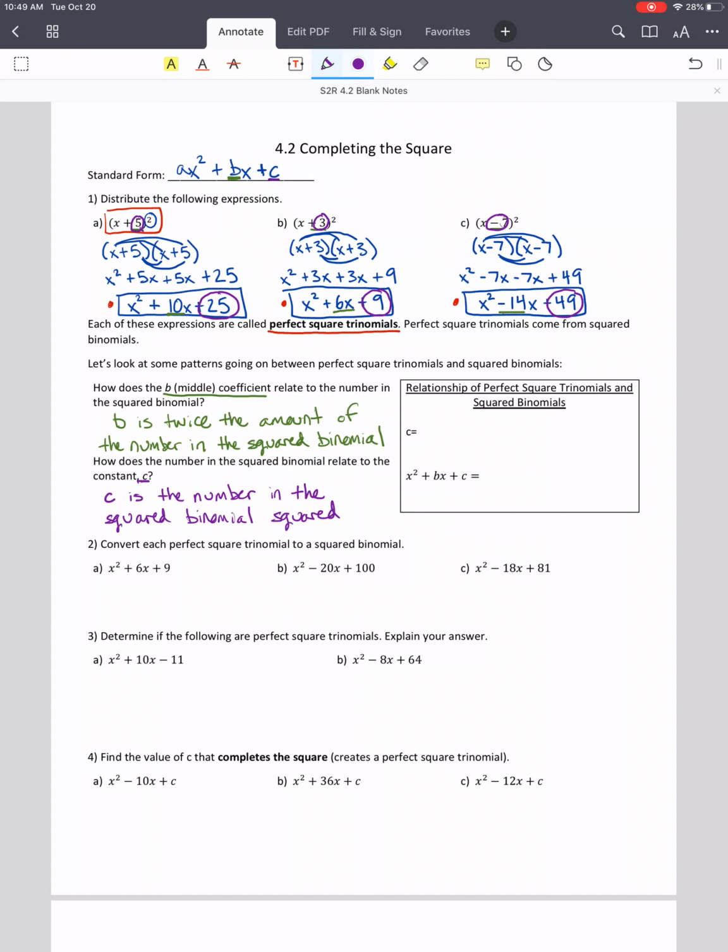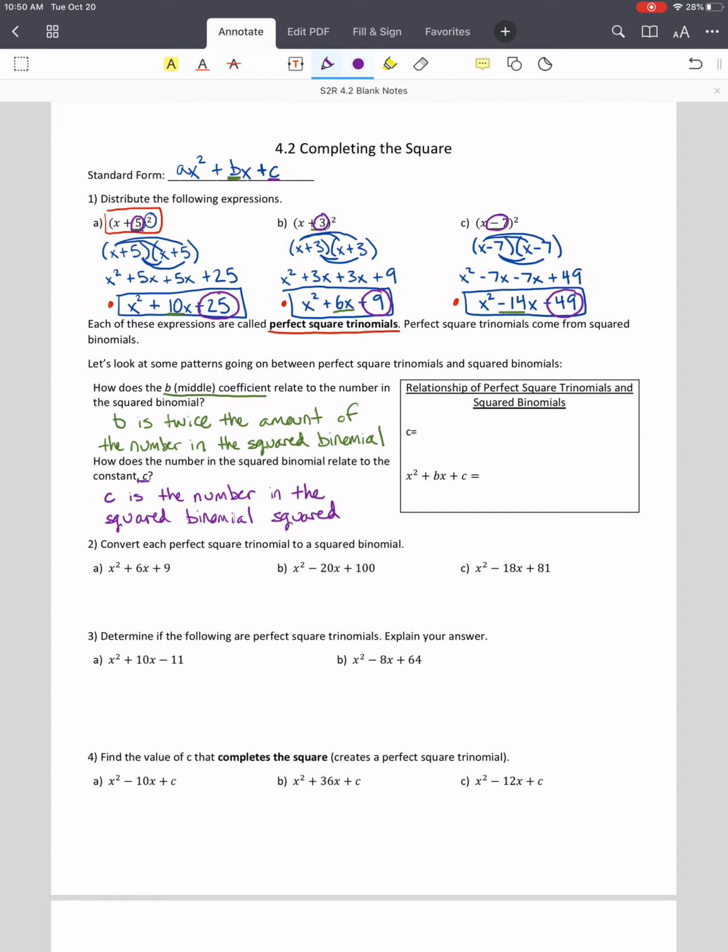And so what I want you to see is we're going to connect those all together now into this box over here where it talks about the relationship. Right now, we're only looking at expressions where a is going to equal 1 from standard form, which is why we have this down here where it doesn't have an a there. But what I want you to notice is that c is the number in the squared binomial being squared. But how do I even get to that number that's in the parentheses?